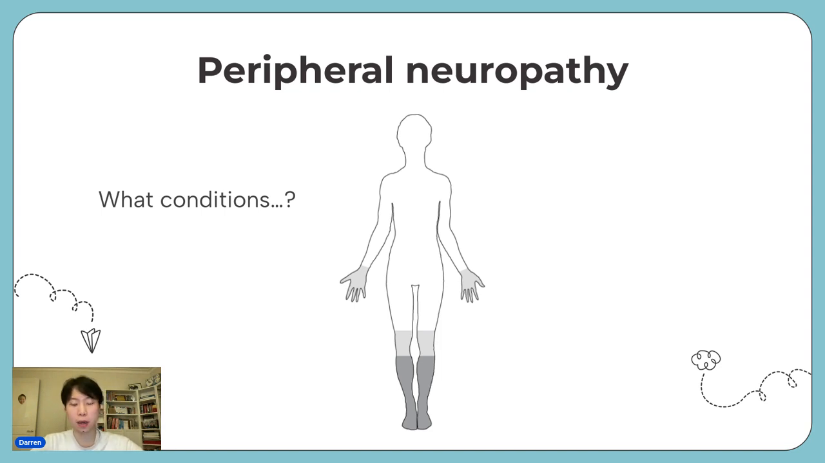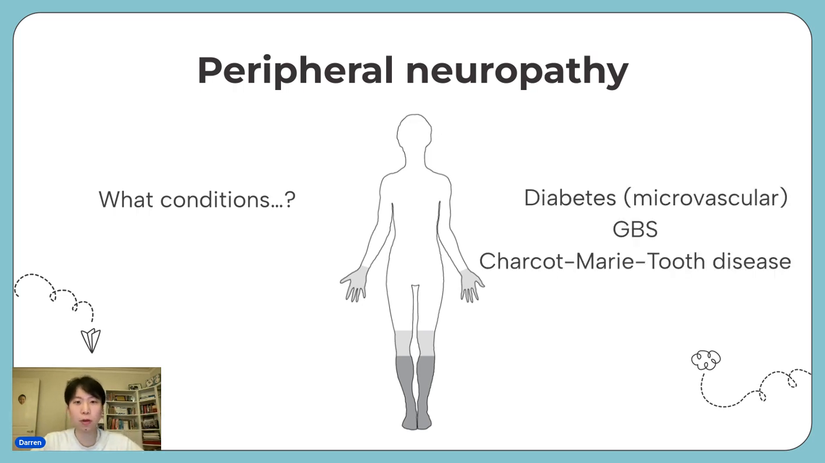All right, peripheral neuropathy. I think you all know what it is. You tested it in the neuro exam. What conditions may cause it? Just have a think. Main ones I could think of: diabetic neuropathy, so a microvascular complication; GBS, so that progressive peripheral neuropathy; and then Charcot-Marie-Tooth disease, which I'm pretty sure is a genetic disease. It's just one I remember. I don't think it's that relevant for assessment.